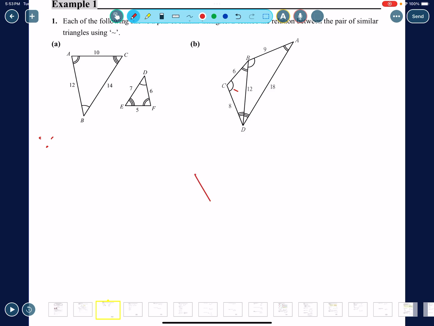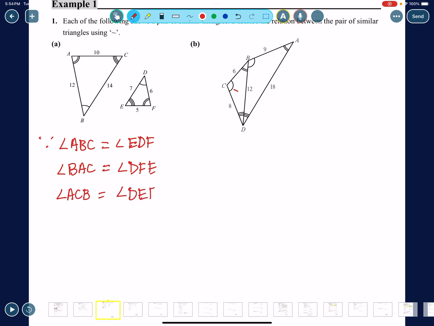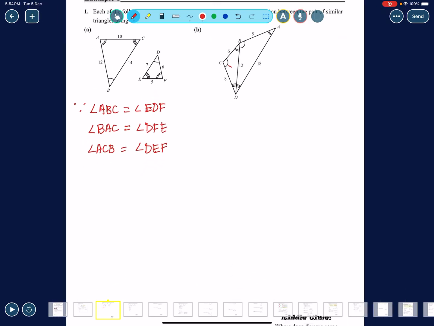Let's handle the angles first. So there's a lot of things to write, I know. Angle ABC equals angle EDF. Next will be the double angle. BAC equals angle DFE. And then angle ACB equals angle DEF. Okay, just do what you've been doing for congruent triangle.